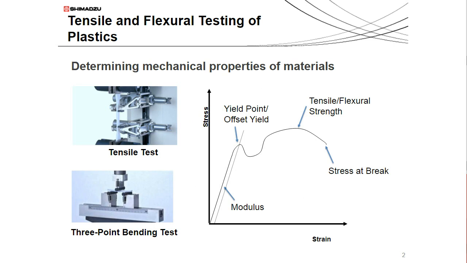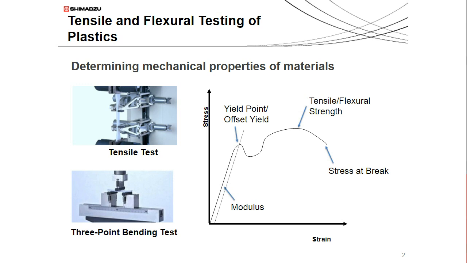So the purpose of both of these standards is to determine the mechanical properties of plastic materials. On the left are images representing both types of tests, and on the right is an example of a stress-strain curve which shows some of the properties that can be measured from such tests, such as the tensile or bending modulus, which is the stiffness of the material, the yield point, which is the point at which a material is permanently deformed, and other properties such as the maximum strength the sample can withstand and the stress at break.